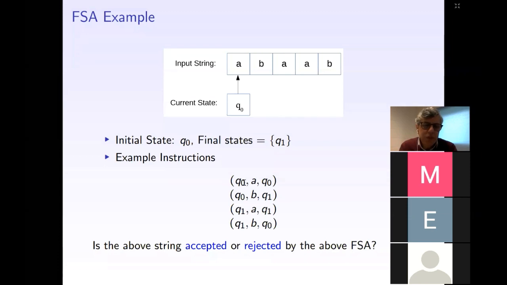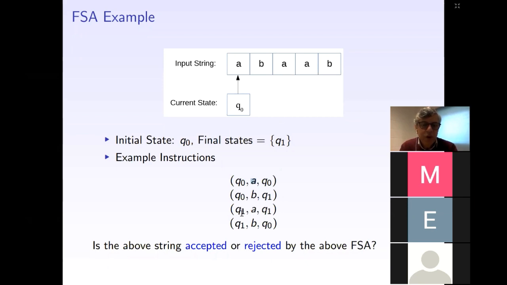If I'm in state Q0, I receive symbol A, I will go to Q0. Let's move the machine, because it has already read this character. What would the state be here? Q0. Why? Because it says when you are in state Q0 and you receive A, you will be in Q0. Then I am in Q0, I will receive B, and I will go to Q1, and I'm ready to read symbol A.